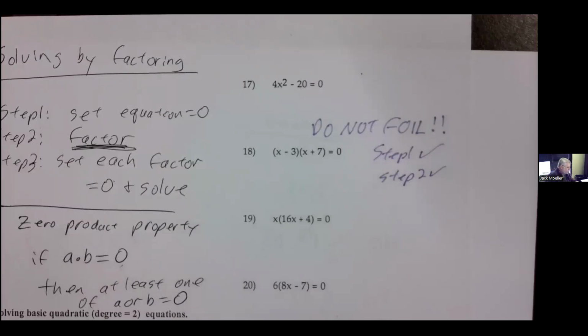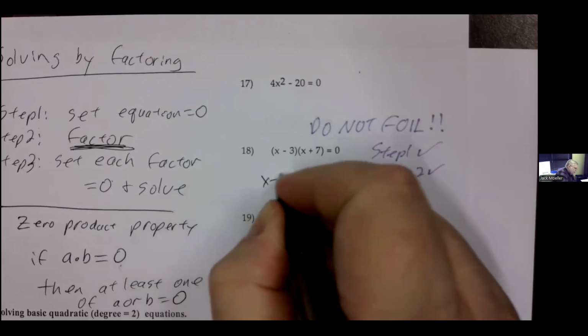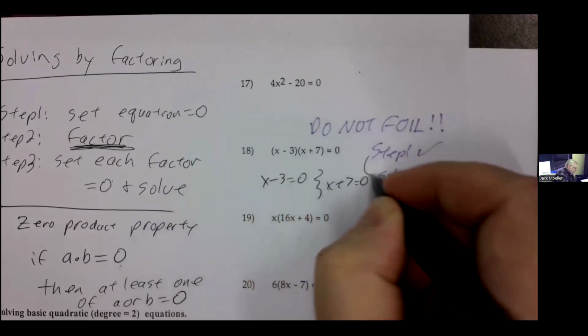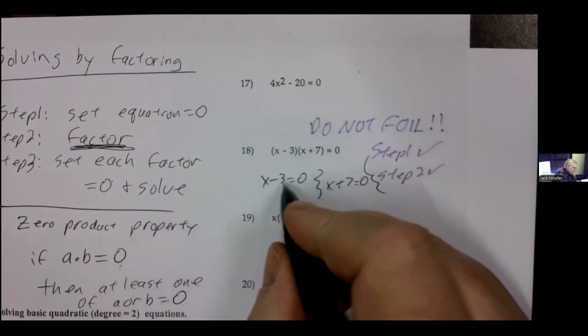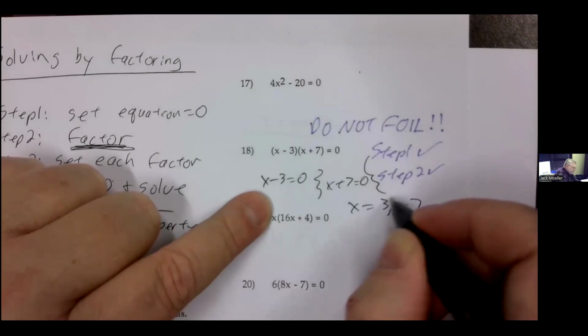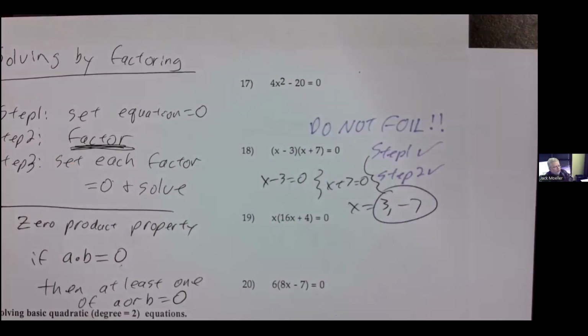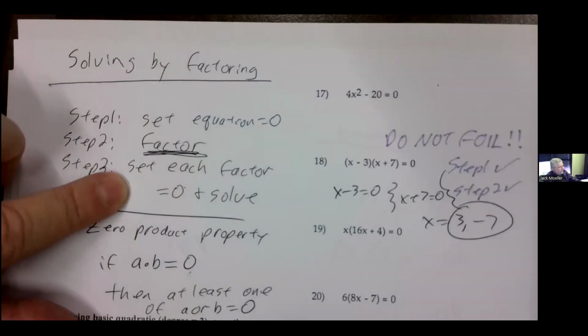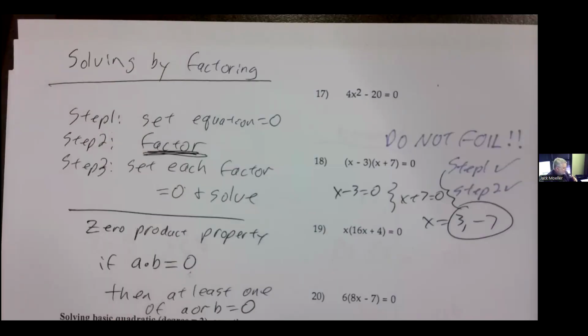So now all you have to do is set x minus 3 equal to 0 and x plus 7 equal to 0. So we get two answers. Add 3 to both sides, so we get x equals 3. Subtract 7 from both sides, so we get 3 and negative 7. So if you're solving by factoring, do these 3 steps for every single problem, whether you need them or not, because that helps you set up the process.